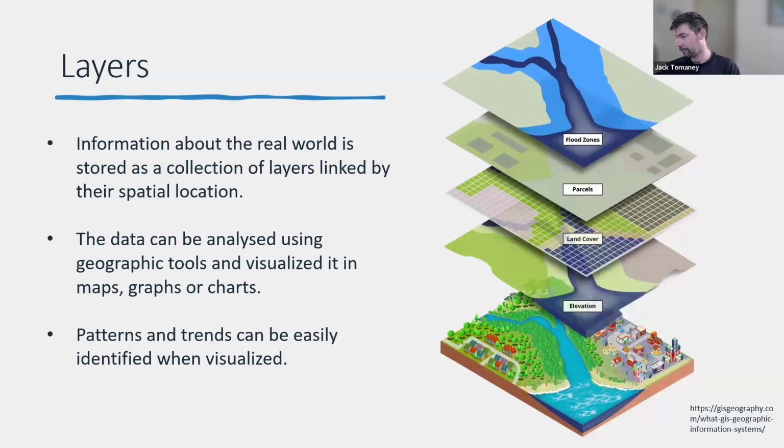For example, we can see on the right, we have 4 different layers. The land cover layer you can see is a raster layer because it has the cell. And then we have elevation, parcels, and flood zones, which are vector layers. When they are referenced to a geographic reference system, we can then use all of these together and we can reveal patterns and trends about this area that we may not have been able to see otherwise.